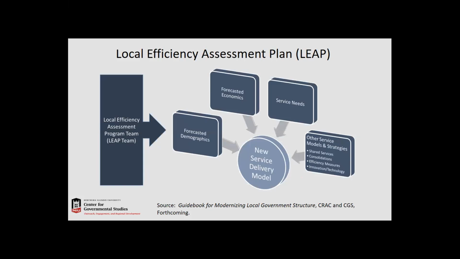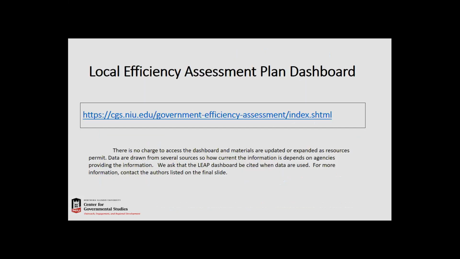The LEAP program is shown in a little diagram here, but it's essentially to forecast the dynamics, look at the economics, check the service needs, and then try to figure out: can you do shared services, consolidation? Can you have efficiency measures? What sort of things can you do? The ultimate outcome of this should be some sort of a new delivery system that presumably would be agreed upon by most of the people involved.